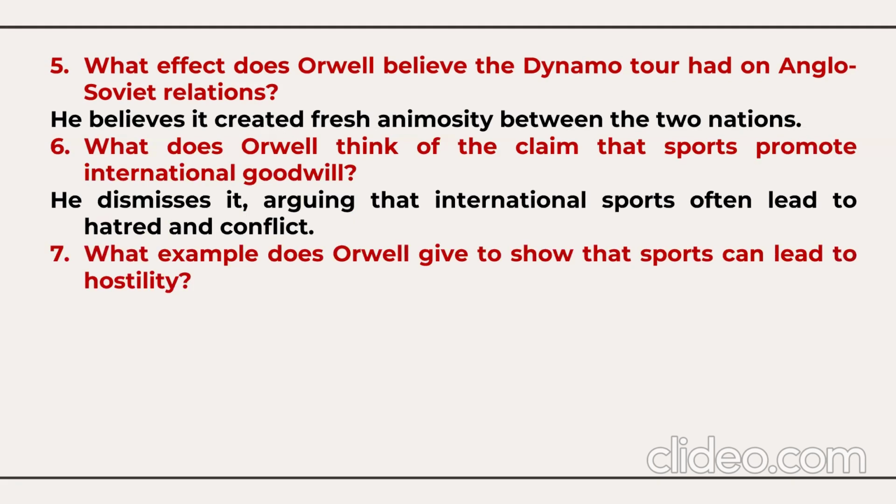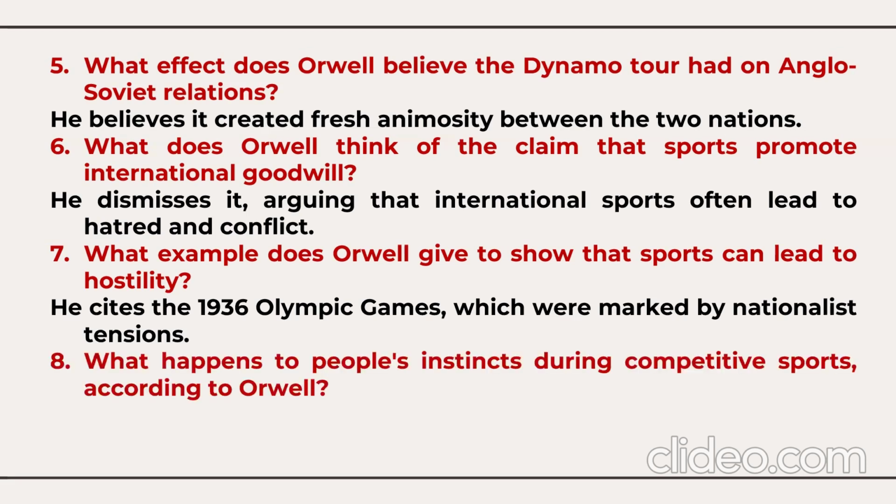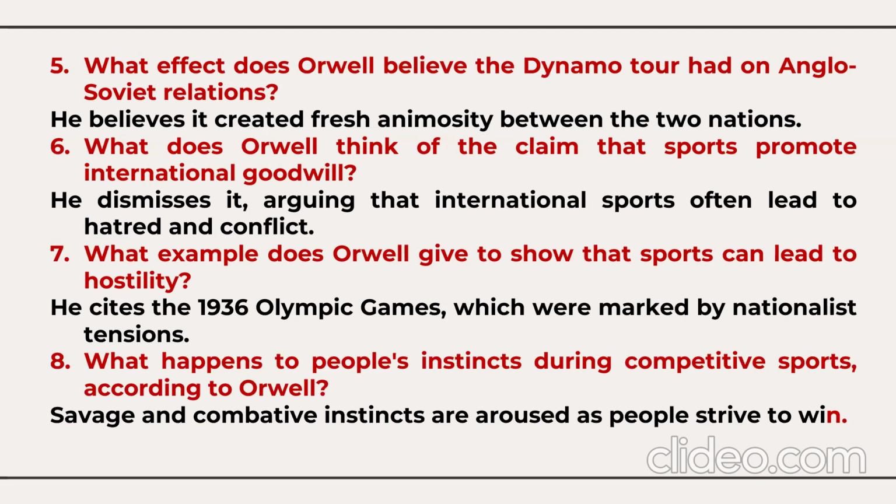What example does Orwell give to show that sports can lead to hostility? He cites the 1936 Olympic Games, which were marked by nationalist tensions. What happens to people's instincts during competitive sports, according to George Orwell? Savage and combative instincts are aroused as people strive to win, especially in such kind of competitive sports.